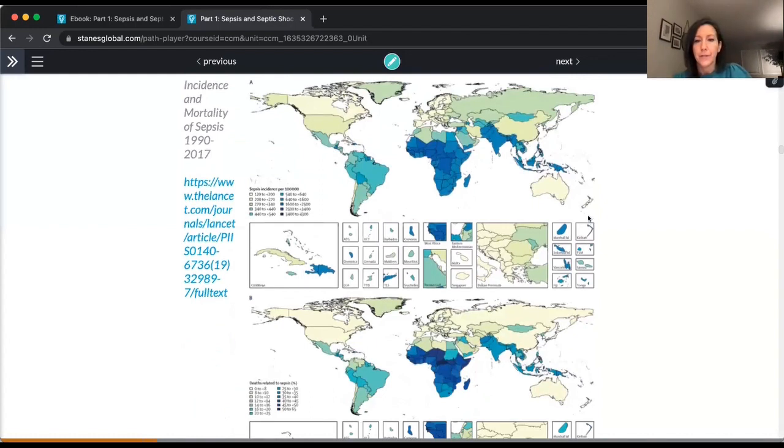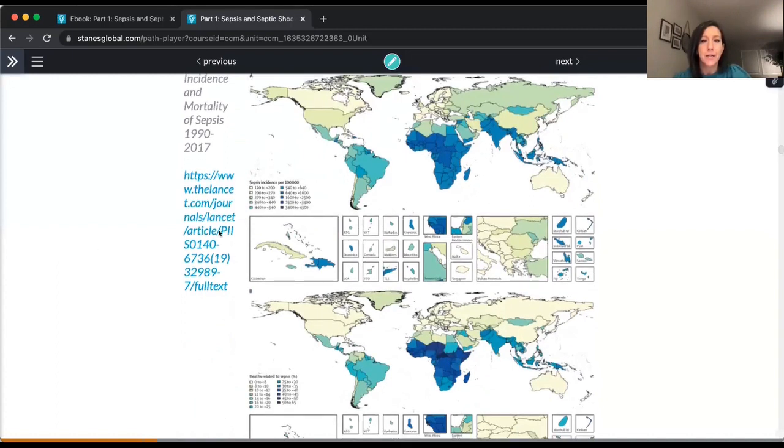Right, great answers in the chat box. So we said that this is a medical emergency. So with that, I wanted just to quickly review the incidence and mortality of sepsis across the globe. This data is from 1990 to 2017, and you can see that across the globe, there's different colors overlaid on different countries. And the darker the color, the greater the incidence of sepsis and mortality related to sepsis. So you can see across much of the globe, we still have a lot of work to do.